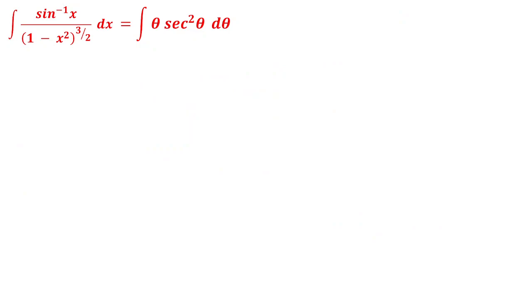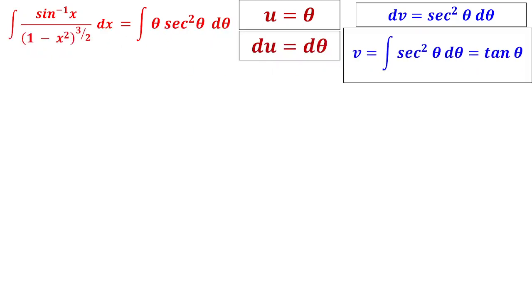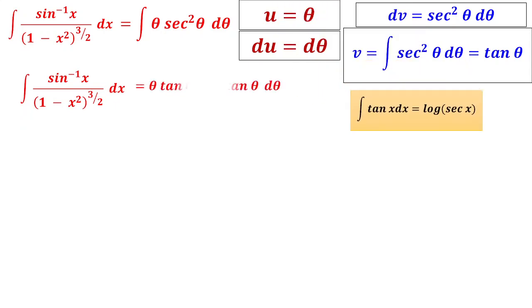Now we are visualizing this problem as a problem of algebra and trigonometry. Put u is equal to theta, dv as secant square, du is d theta. What is the integration of secant square? It is simply tan. Now put it inside the integral sign: uv minus integral v du. For u is theta, v is tan theta, minus integral v du, tan theta d theta. What is the formula for the integral of tan? It is log secant.